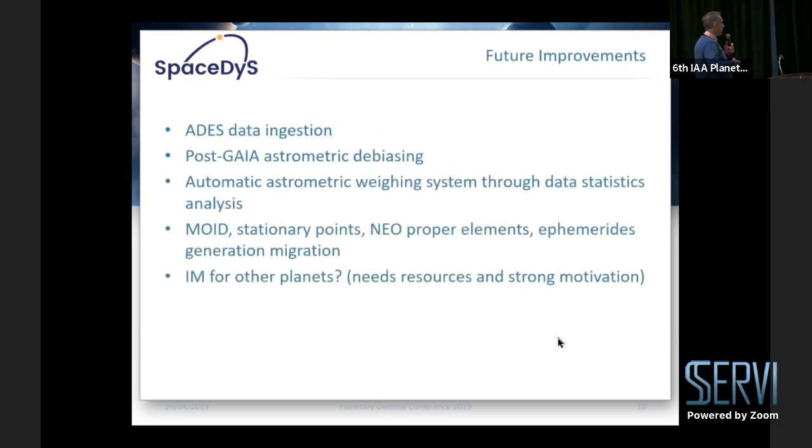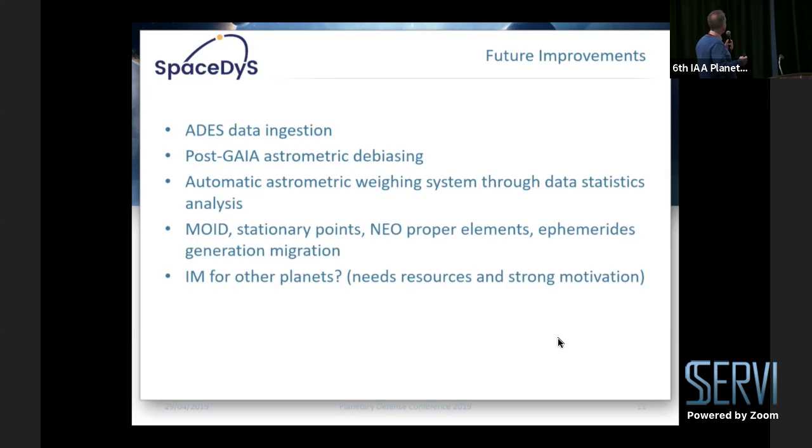Future improvements. Of course, the work is not done yet. We need to introduce the ADES data ingestion. We need to introduce the post-Gaia astrometric debiasing; we are waiting for the new debiasing using the Gaia astrometric catalog as a reference. And an idea of Andrea Milani was to make more automatic the strategy to determine the weight that we put on every single observatory or program, through a statistical analysis, for example using ASTICE data.